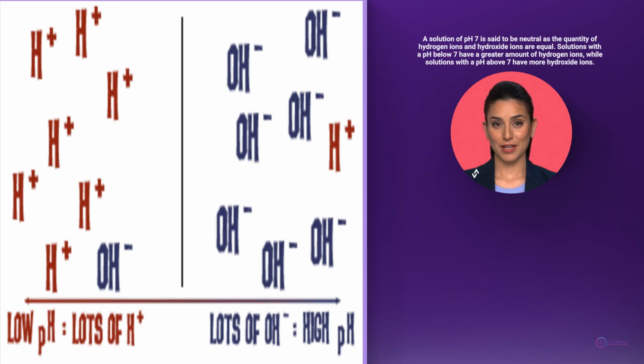A solution of pH 7 is said to be neutral, because the quantity of hydrogen ions and hydroxide ions are equal. Solutions with a pH below 7 have a greater amount of hydrogen ions, while solutions with a pH above 7 have more hydroxide ions.